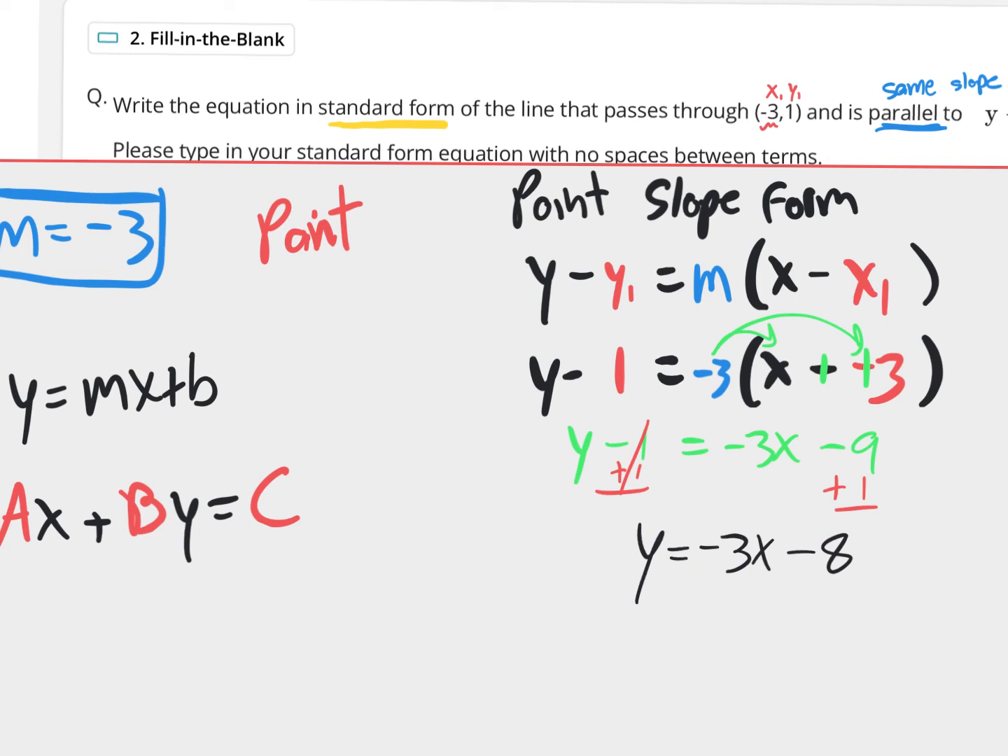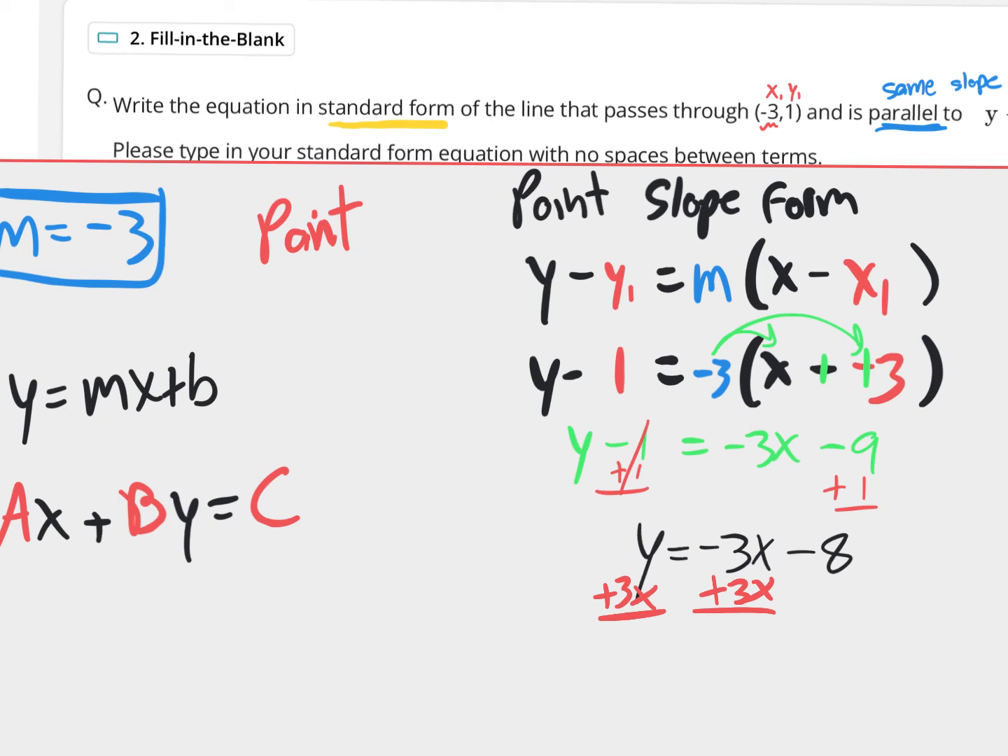But they're asking for standard form, which is capital AX plus capital BY equals capital C. You want your x's and your y's on the left side of the equal sign. You want your number all by itself on the right side. So this number, -8, I want it by itself. I want this x on the other side. So in order to change it, I'm going to do the opposite of -3x, which is +3x. And what I do to one side, I do to the other side. And now I actually finally have it in standard form.